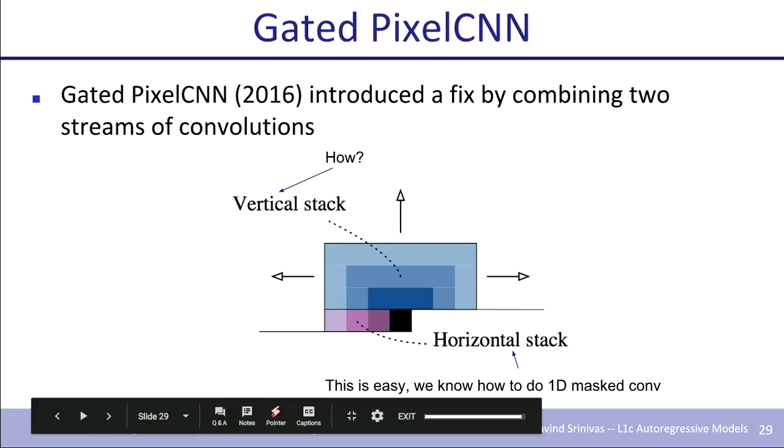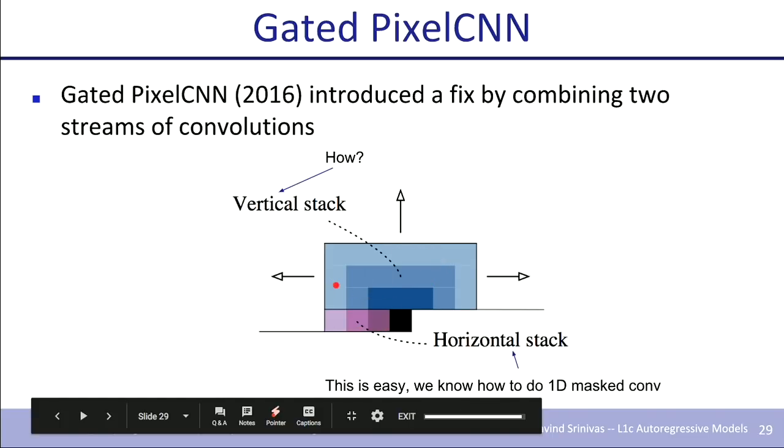And the two streams of convolution are the following. One stream, we call it the horizontal stack. What the horizontal stack tries to do is, again, I want to compute the conditional distribution of this dark pixel. Then I would have a 1D convolution happening in that row that essentially conditions on everything before the dark pixel. And that is fairly straightforward. We know how to do autoregressive 1D convolution, so that's something that we can do. It's just that we would operate a bunch of 1D convolutions on this 2D image. It's just like a 1 by X kernel.